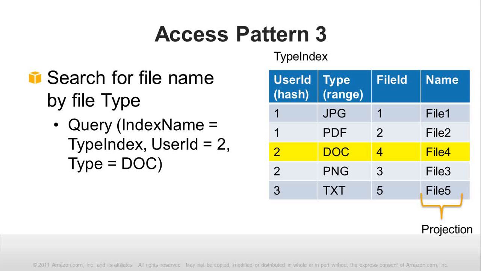Similarly, for access pattern 3, I'm searching for a file name by file type. In this case, I'm using a type index, and then the query may be, for a specific user ID number 2, for type equals dot, give me all the items. As you can see here, I'm projecting the file name. In this case, the query would be asking for just the file name back. If the file name is not projected, then I'd have to do a second get from the primary table to retrieve this. So projecting what you want in the query makes this a single round trip to DynamoDB.